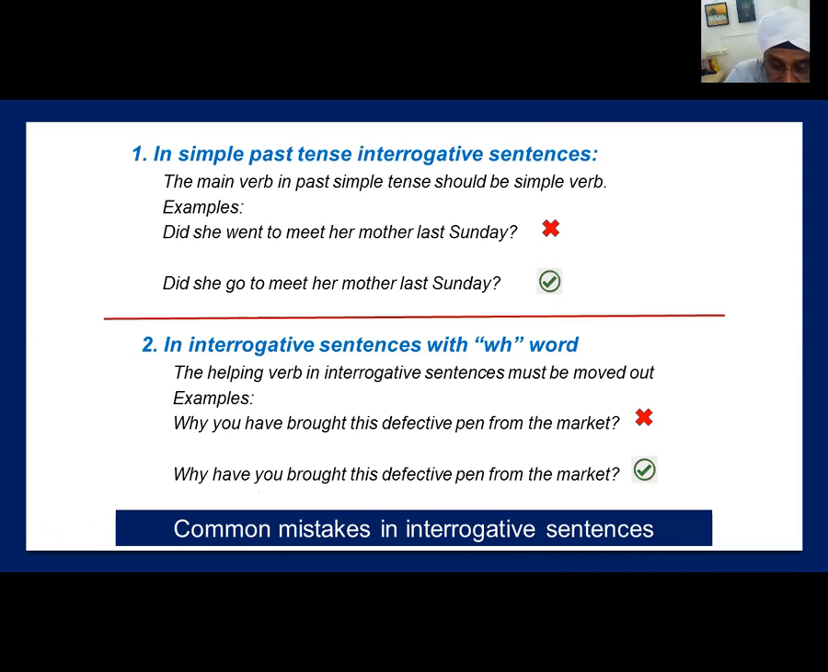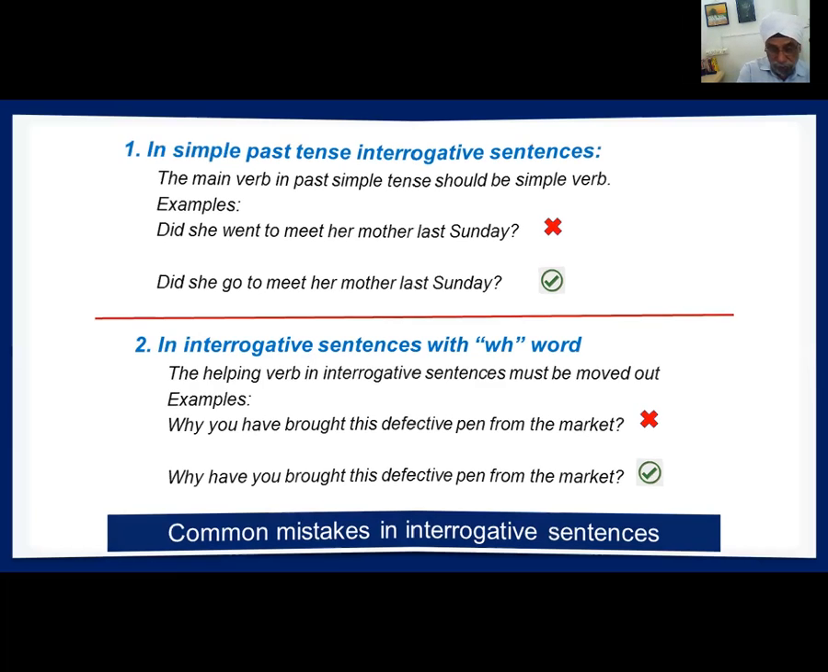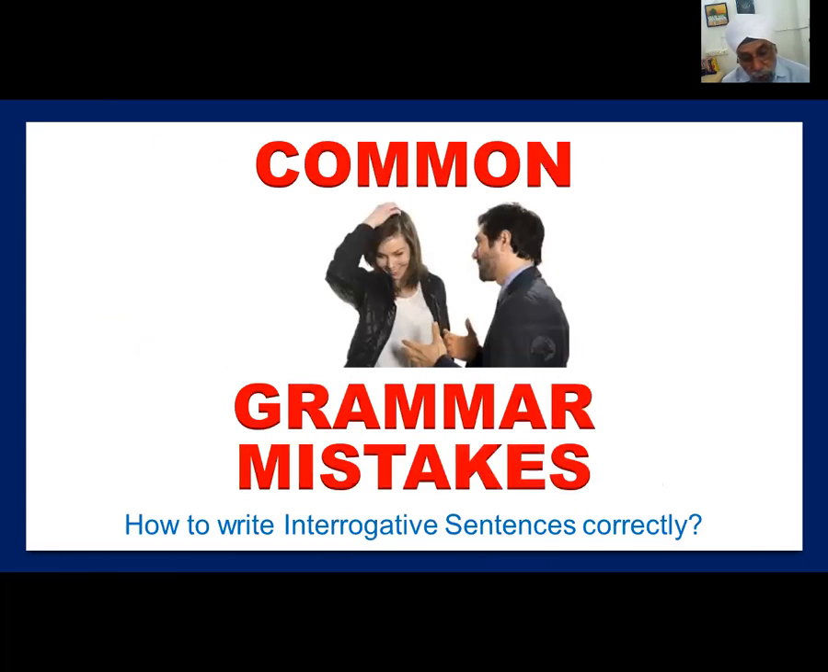In interrogative sentences with a WH word, the helping verb must be moved out. Why you have brought this defective pen from market is wrong. Why have you brought this defective pen from the market? That is the right sentence. So these were the common grammatical mistakes when writing interrogative sentences. I hope after going through this video answer, you will be able to write interrogative sentences correctly.